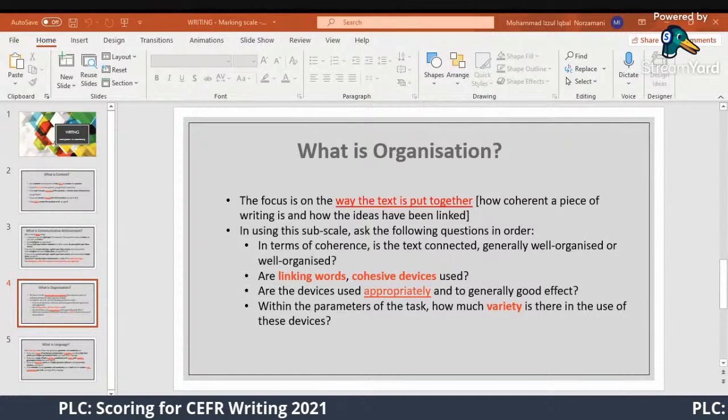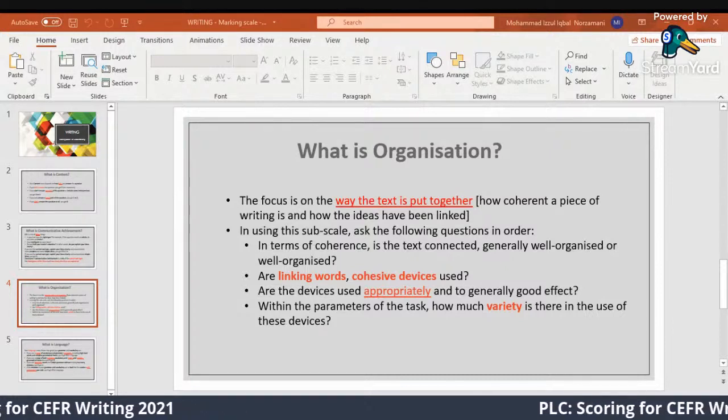Okay, finally, it's on language. Okay, Izul, we can go to the other one.